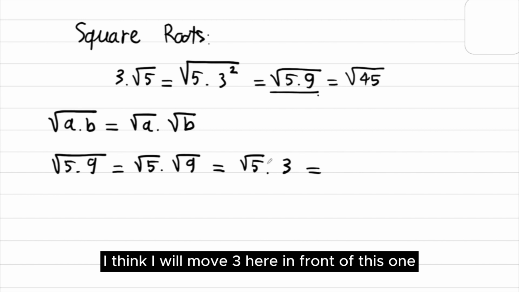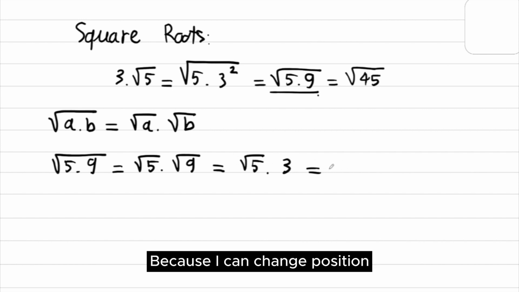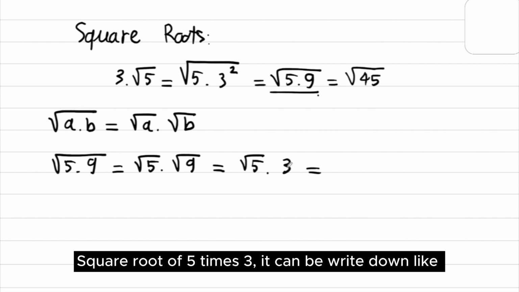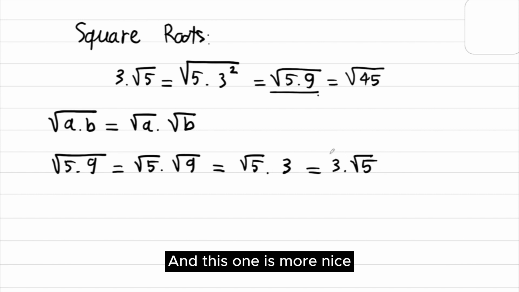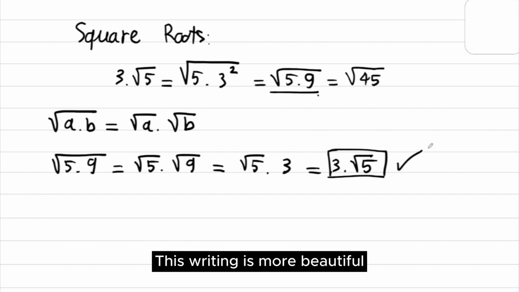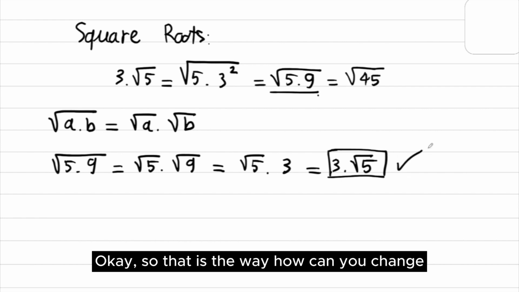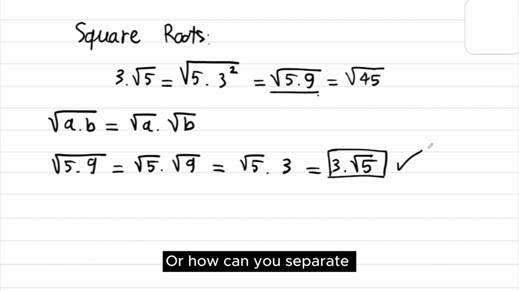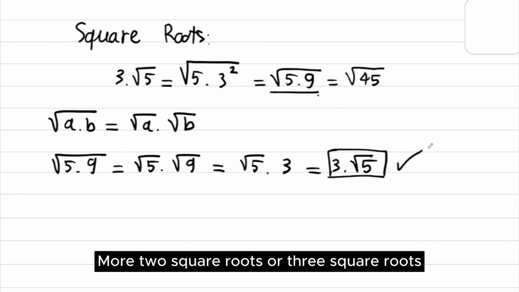I think I will move 3 in front of this one because I can change position. The square root of 5 times 3 can be written as 3 times the square root of 5, and this one is more nice. This writing is more beautiful. Okay, so that is the way you can separate one square root into 2 square roots or 3 square roots.